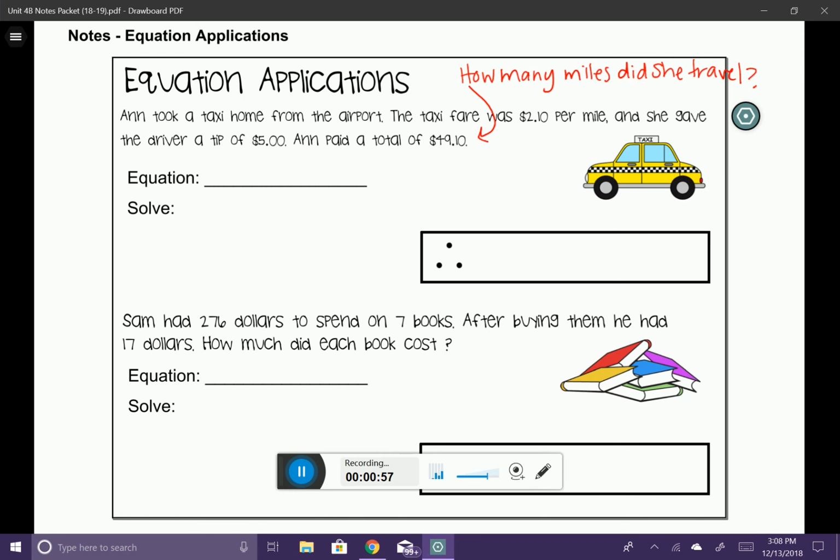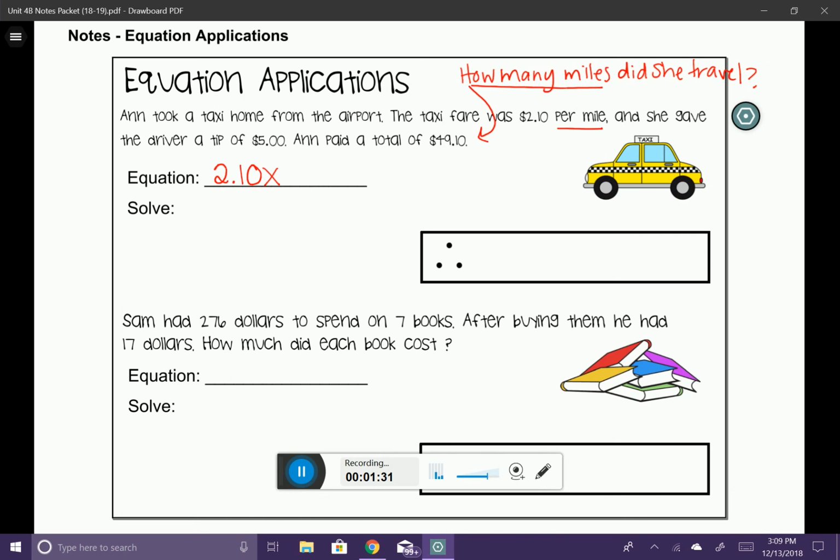Let's see if we can construct an equation here. So Anne took a taxi home from the airport. That is important information to know because it gives us situational information. Now, the taxi fare was $2.10 per mile. So aren't we looking for how many miles? Well, if it says per mile, that means that we have an unknown in this problem. So let's set it up like this: $2.10 times our unknown.